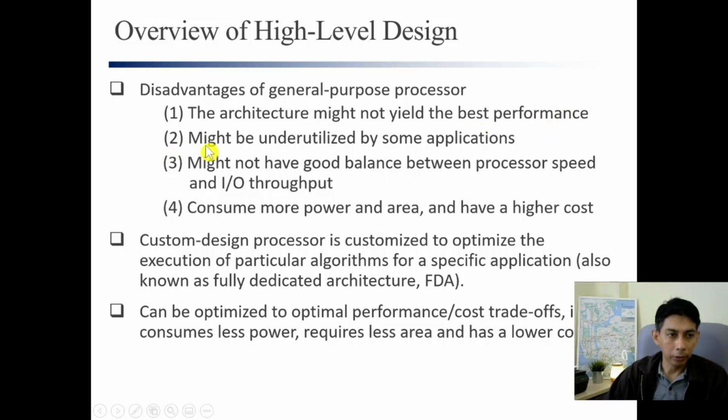And for number 2, might be underutilized by some application. Okay, for this one, for example, if we use a microprocessor for a very simple application, all right? The microprocessor is expensive, so there are a lot of circuits inside there. But for example, we want to use that only to read the input from the sensor and to process a simple data, and then just to control some output. So that means that there are many parts of the processor that are not utilized, right?